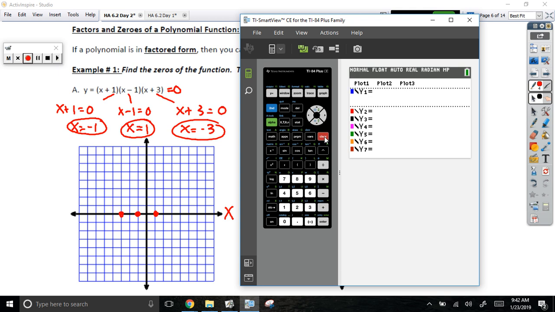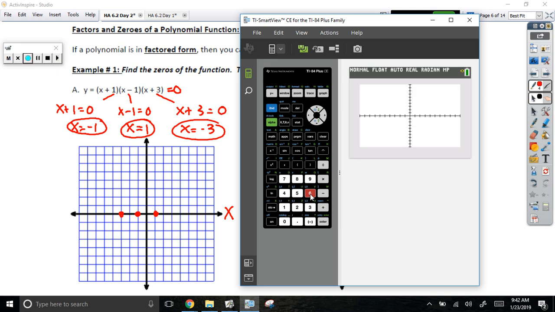So go to your y equals and type in the function as you see it. You do not need to FOIL and get it in standard form, just type it in with the parentheses. And zoom 6 always to restart. And actually zoom 6 is a nice pretty picture this time.